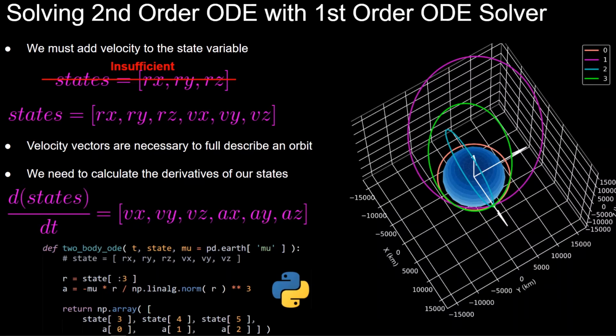So now that we've established our state variables and their derivatives, we can plug them into a function in Python called two-body ODE, which as an input takes in the current time in the simulation and the state, and outputs the derivatives of our state. And notice that we actually just pass the velocity values straight through to the output here.